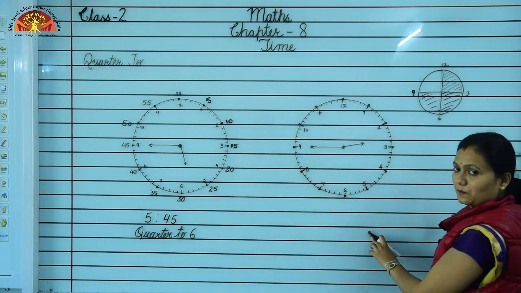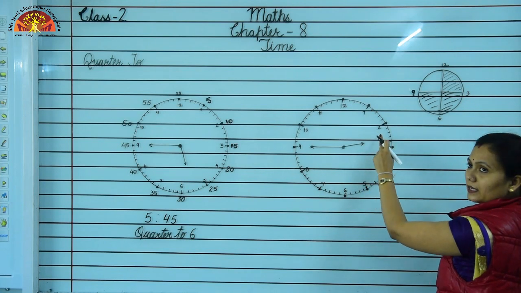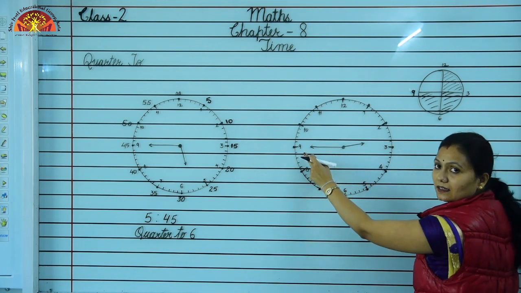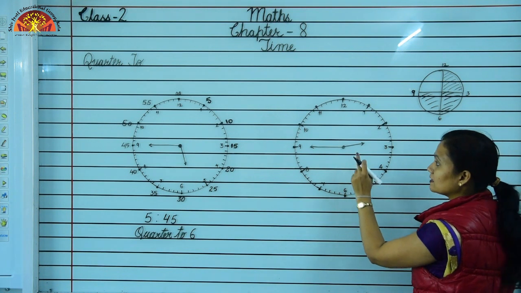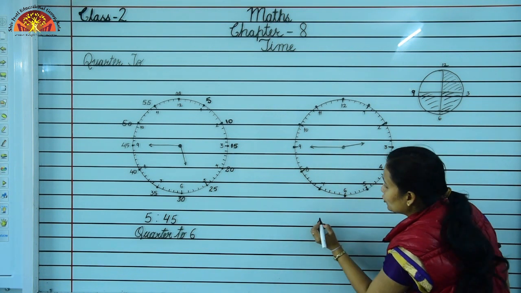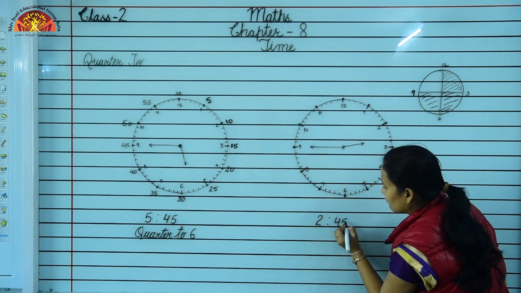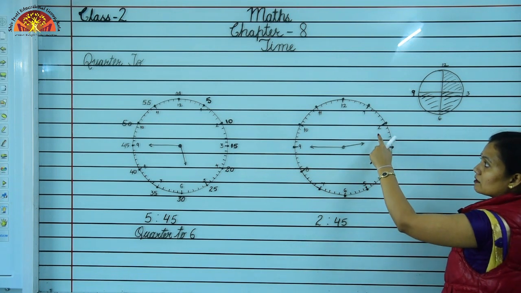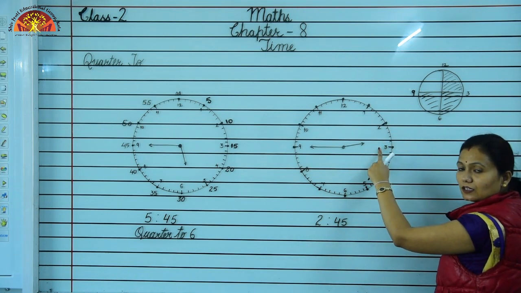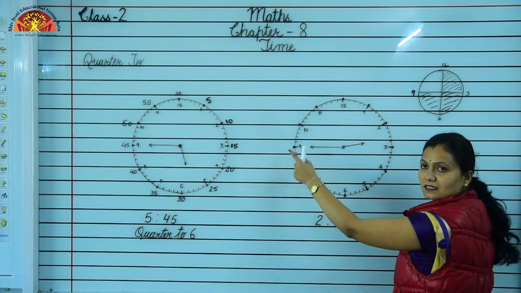So we can say that it is quarter to 6. Now here you can see the hour hand is between 2 and 3 and the minute hand is at 9. So what can we say? We can say that it is 2 hours 45 minutes. Why 2 hours? Again, it has not reached 3 completely, so we will consider it as 2, right? And the minute hand is at 9.